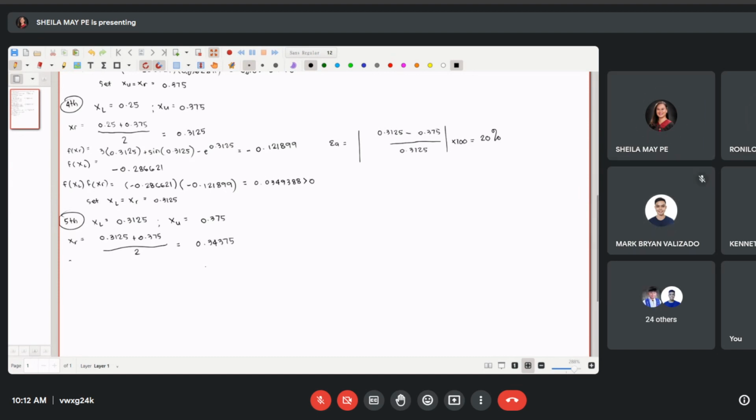Or the function of x sub R. So that's 3 times 0.34375 plus sine of 0.34375 minus e to the 0.34375. So that would be negative 0.0416419.